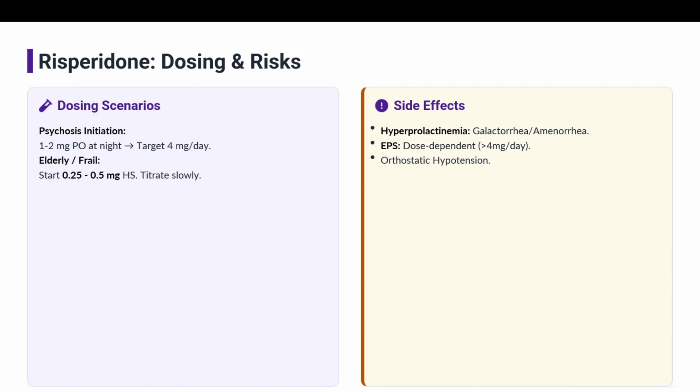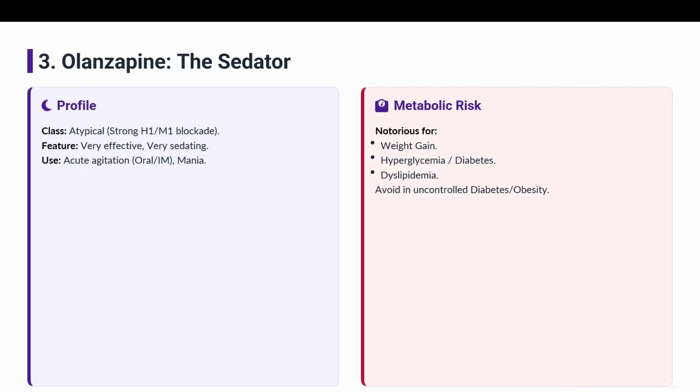So elderly patients already in sepsis, if you give risperidone for psychosis, it can further worsen the hypotension. So olanzapine is mainly used as a sedative drug more than an antipsychotic drug. It is an atypical antipsychotic with strong H1 and M1 blockade. It is very effective and very sedating. So it is used in acute agitation, oral or IM, and it can also be used for mania.